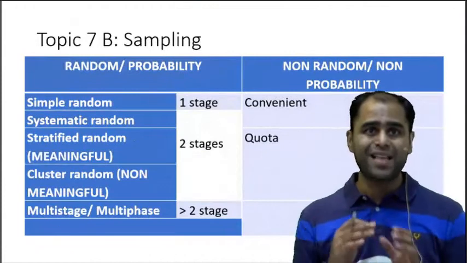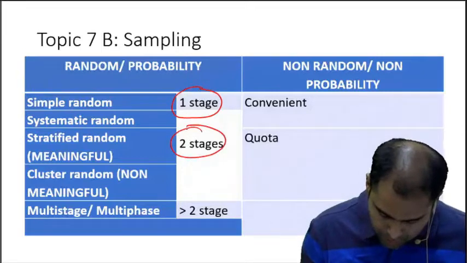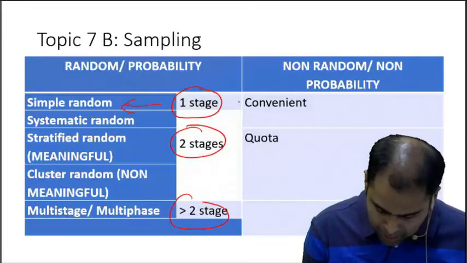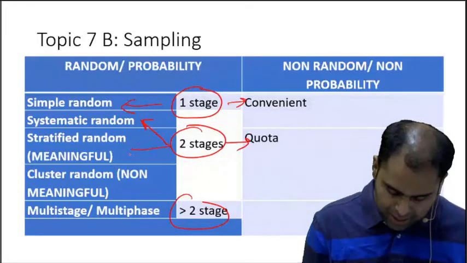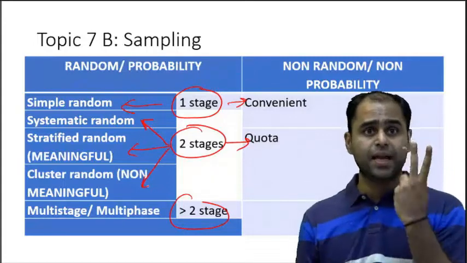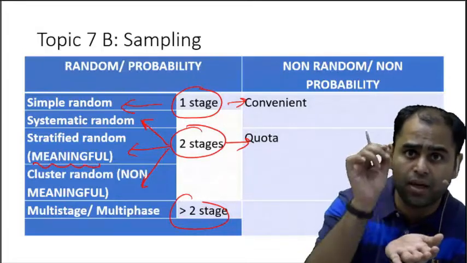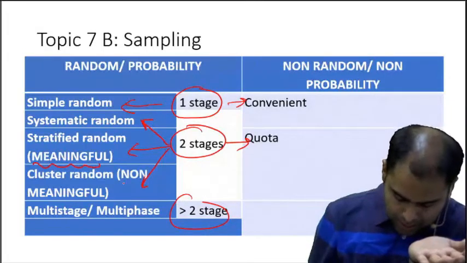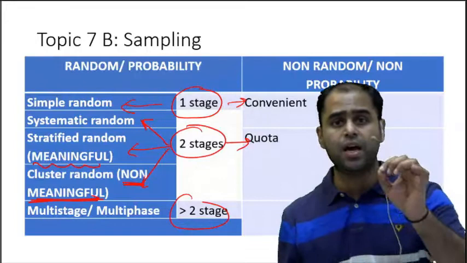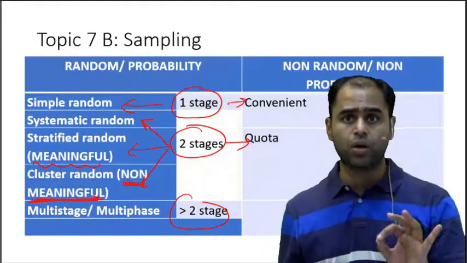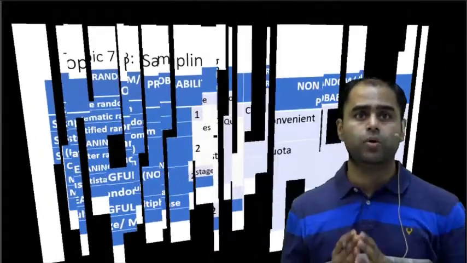Okay. Now sampling. Only two things you should be careful. Count the stages. One stage: simple random, convenient. Two stage: quota. More than two stage: systematic, stratified, cluster. Second question, stratified is meaningful. We divide the groups taking into account a particular variable. Cluster is non-meaningful. We are making divisions without taking into account a particular meaning or aspect. Yes? Okay.